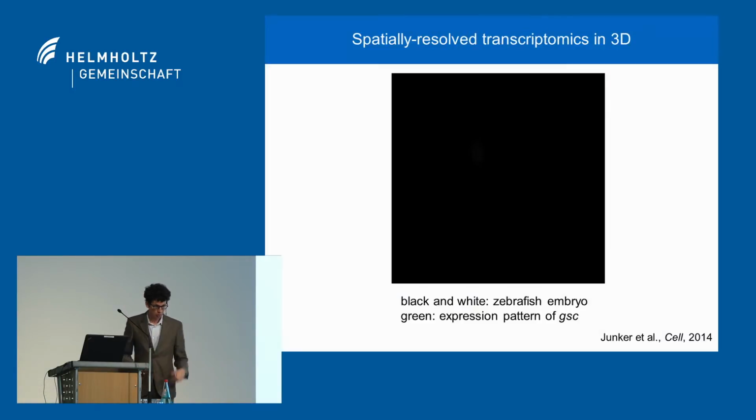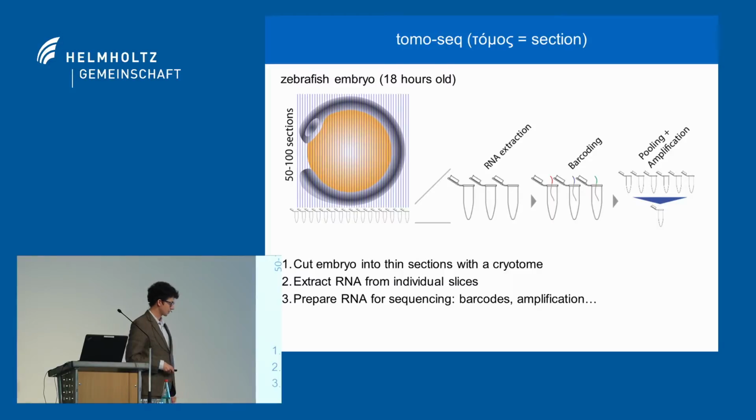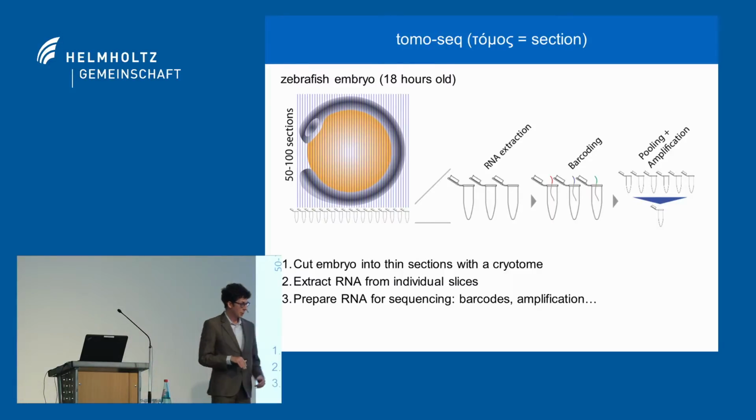So again, this is just one gene. We have thousands of additional genes from the same samples. And here's how it works. It's actually a very simple idea. We take our sample of interest, we cut it into small pieces, and we sequence the RNA from the different pieces individually. I call this approach tomoseq, inspired by the ancient Greek word tomos, which means slice or section.